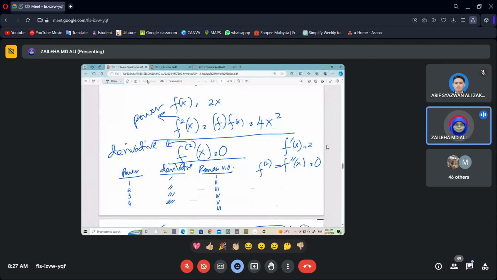Untuk derivatif sebenarnya kita menggunakan Roman number tapi italic Roman number. That's why kita dapat macam ni. So yang keempat derivatif macam mana sebenarnya? Faham tak? Italic IV, italic V and italic VI. Bukan ini ya. Kena faham.